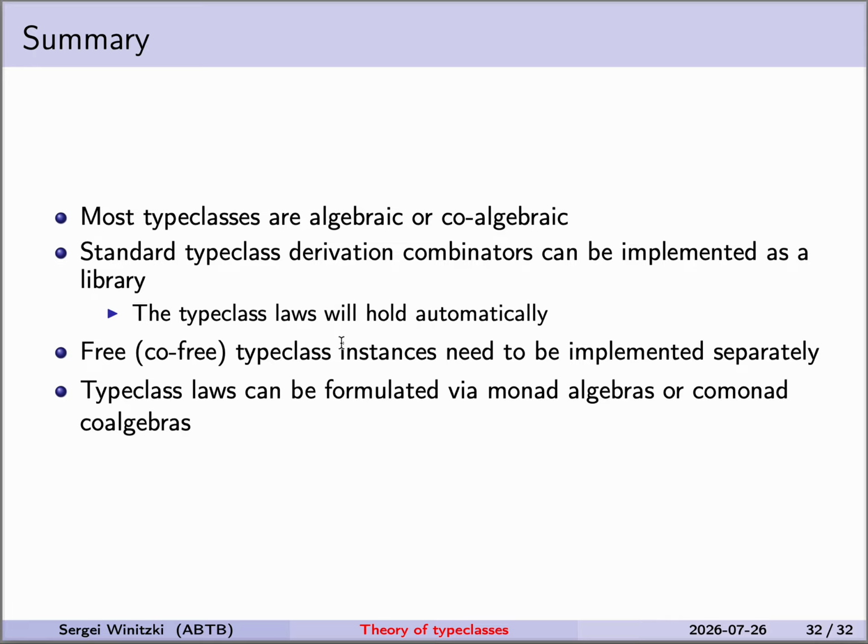The price, however, is that you need to derive the free or co-free type class instance constructors. You need to derive them for each type class separately. There is no recipe that you can use if you have a type class with laws. Then you need to formulate those laws via monad algebras or comonad coalgebras, but there's no recipe to find that suitable monad or suitable comonad that you could just plug into some algorithm. Doesn't seem to be such an algorithm.